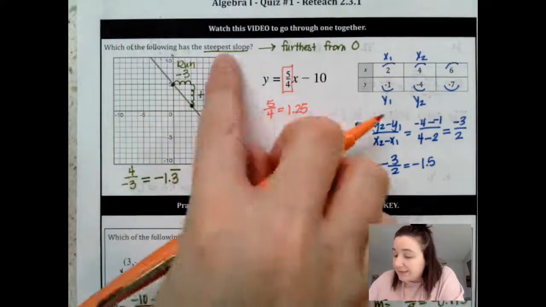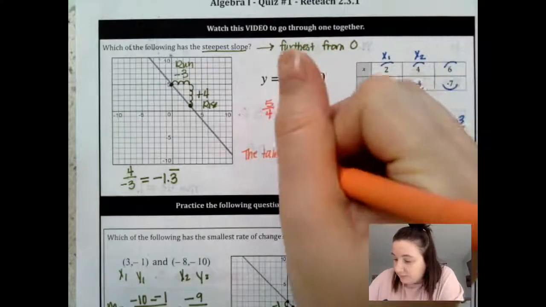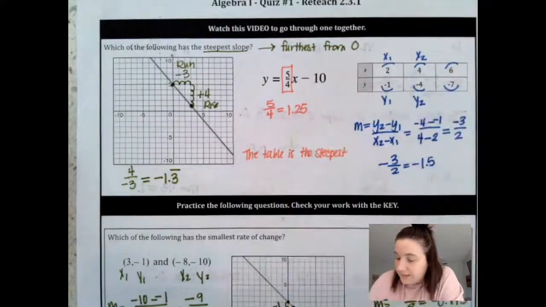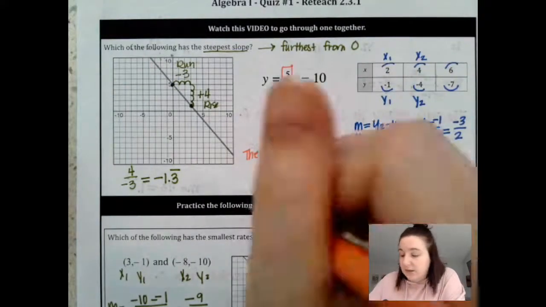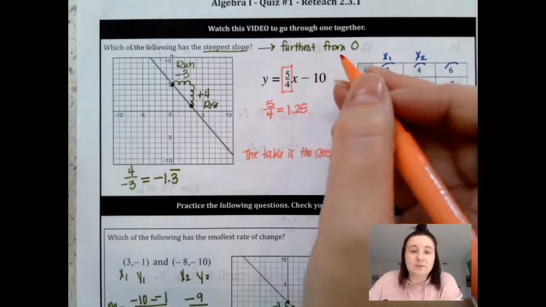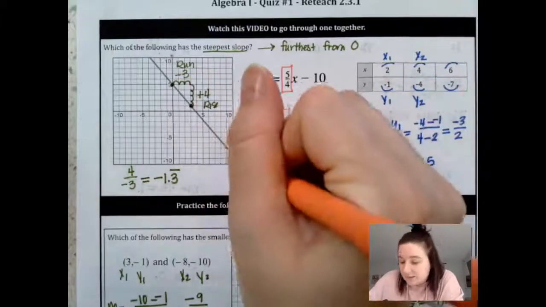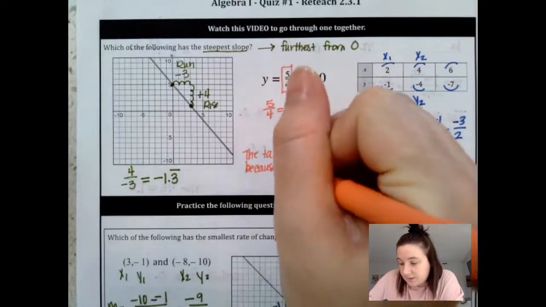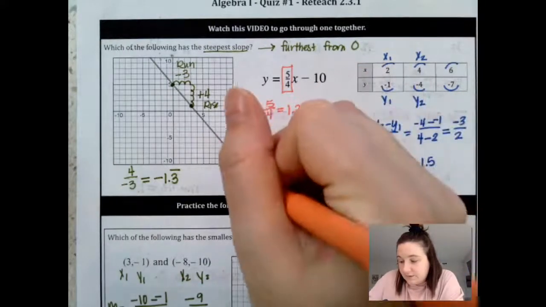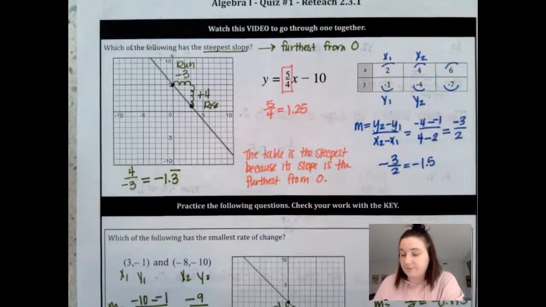So I need to write a sentence to answer this. So I'm going to say the table is the steepest. And then sometimes we ask you for your reasoning. And so the reasoning always has to do with the distance from 0 every single time. So you can use the same reason every time. So the table is the steepest because its slope is the furthest from 0.